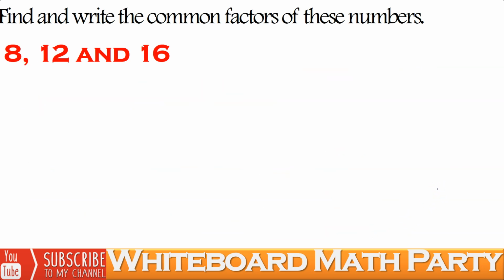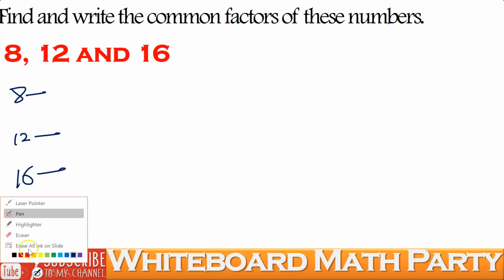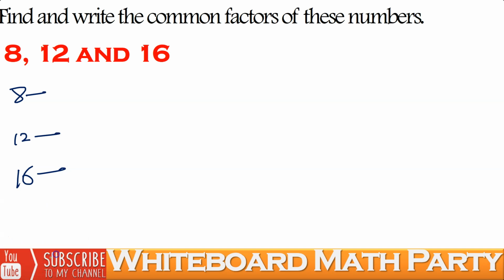All right, let's try out solving for the common factors of three numbers, number 8, number 12, and the number 16. What are the common factors of these numbers? Let's work it out and see how that's going to be. Let's begin with number 8. From the first example we solved, we found out that the factors of 8 are 1, 2, 4, and 8 itself. So I'm just transferring it here.